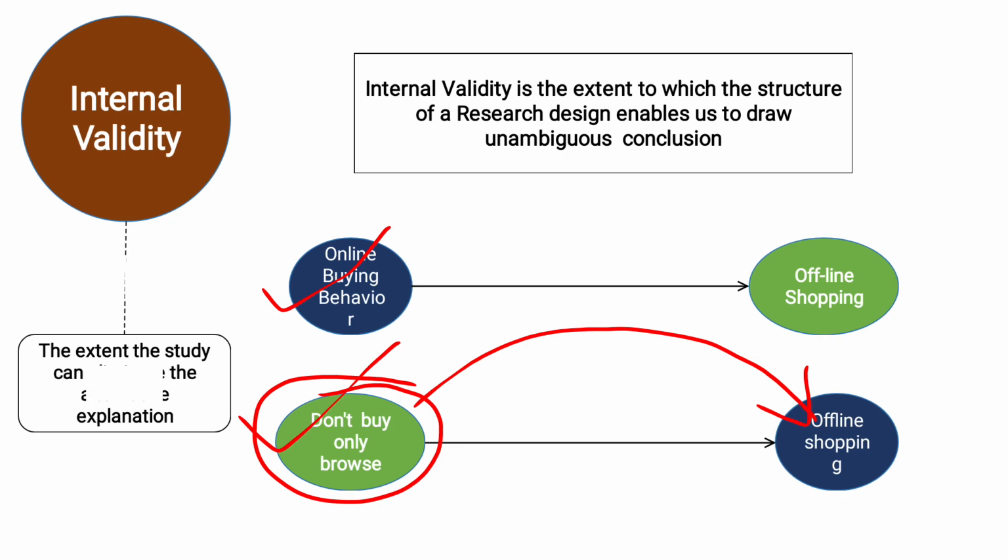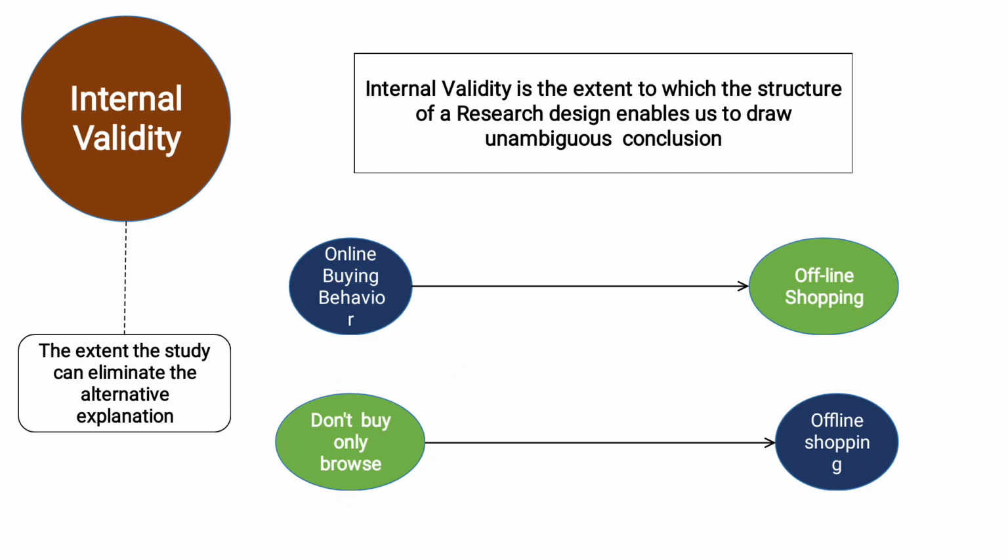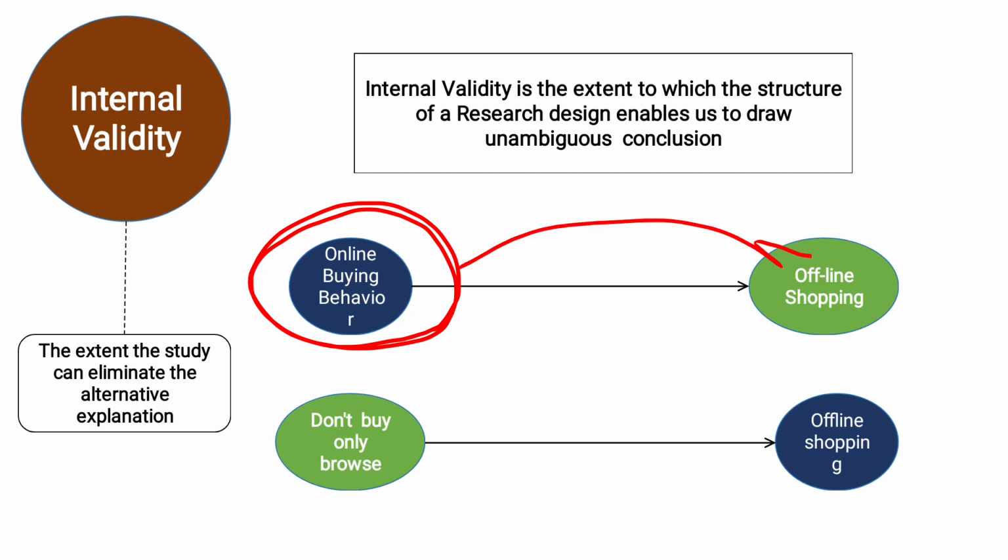So internal validity, again, is the extent to which the study can eliminate alternative explanations, right? So here I cannot, because in this study, for example, I am not able to eliminate the alternative explanation, because online buying behavior alone should not lead to offline; rather there is another way, that is the alternative way, right? So here I cannot ignore or eliminate it. If I could eliminate or justify it, then I can say that my internal validity is high, right?